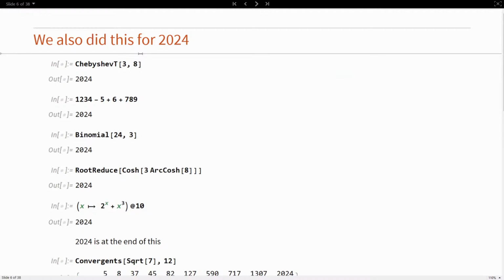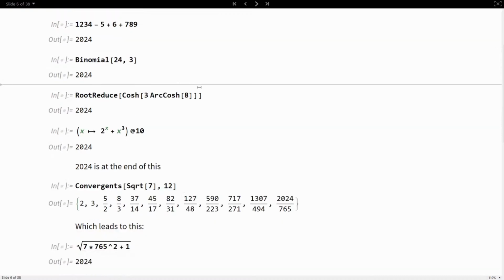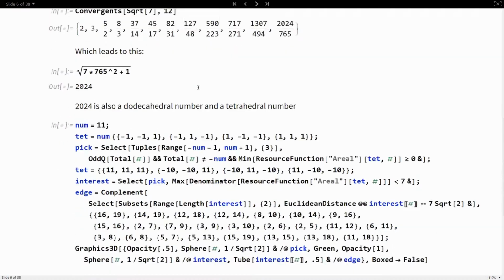Last year, we did this as well. These are some of the things we found about the number 2024. It's the Chebyshev T of 3, 8. It's also this particular sum of the digits 1 to 9. It's a binomial number. What else did we find?